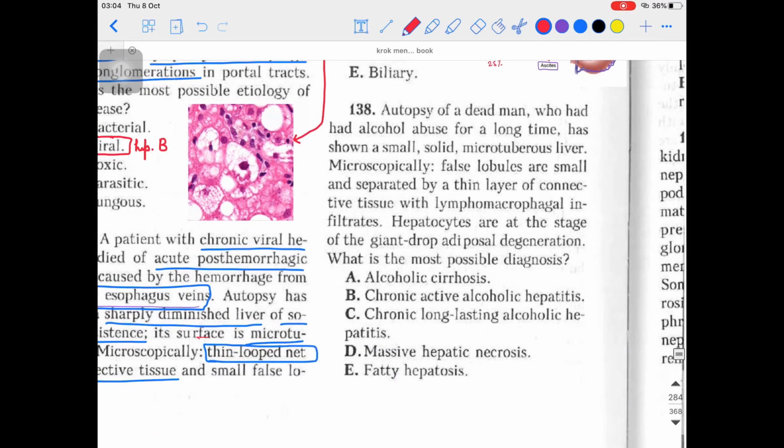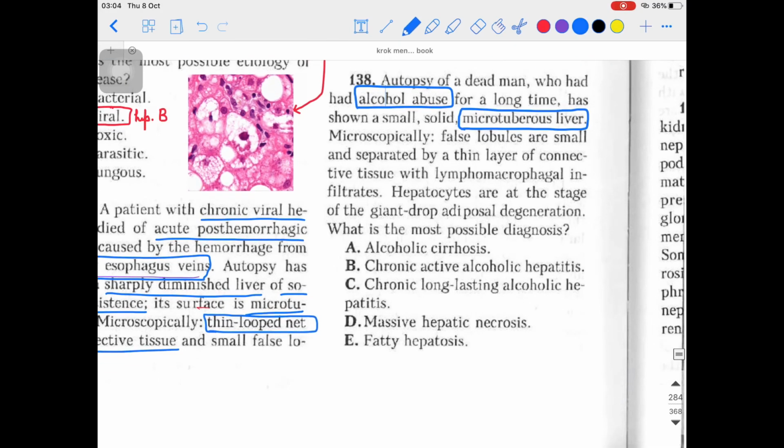Fine, let's talk about one more question, 138 in the liver section. Autopsy of a dead man who had alcohol abuse for a longer time has shown a small solid microtuberous liver. So I hope you got the point. Microtuberous liver means they are talking about liver cirrhosis, and moreover the history given over here this time is alcohol. Okay, so I hope you got the answer already in your mind.